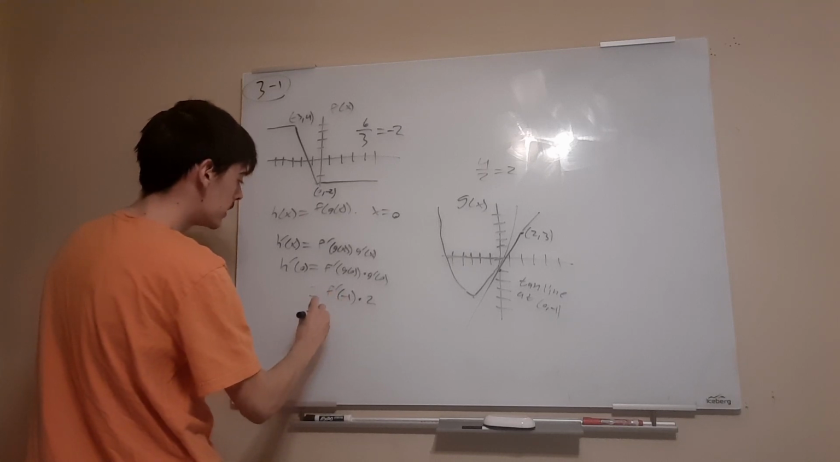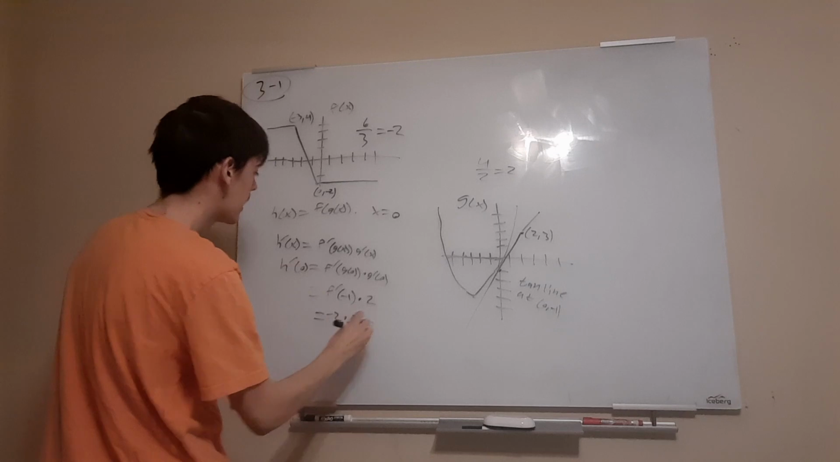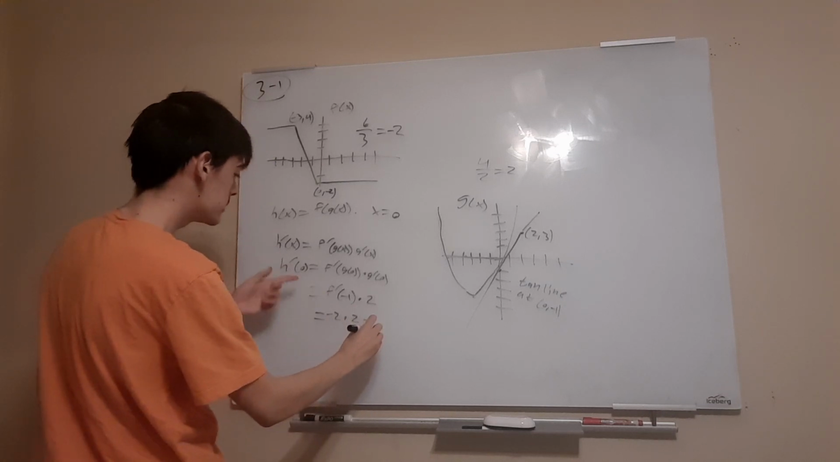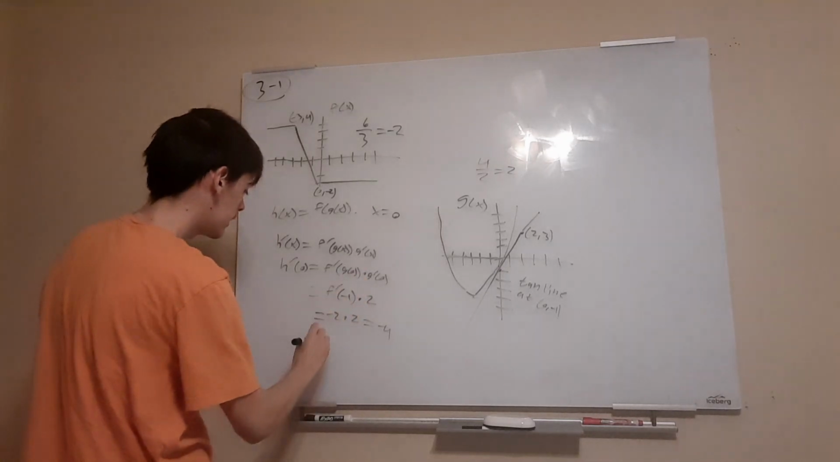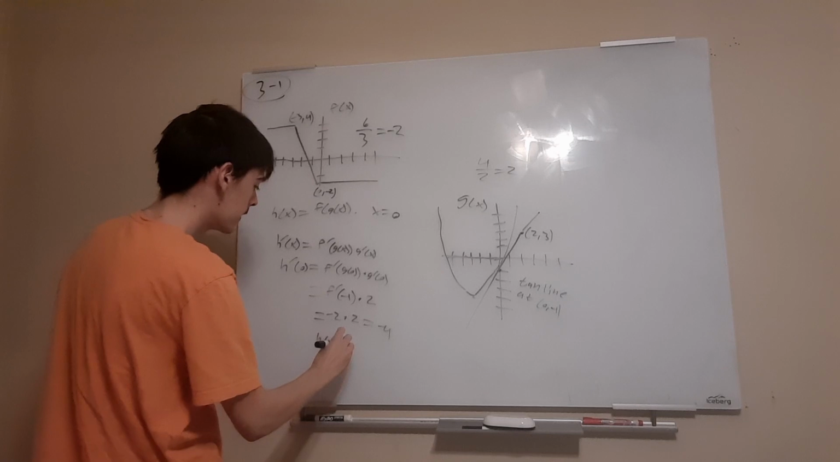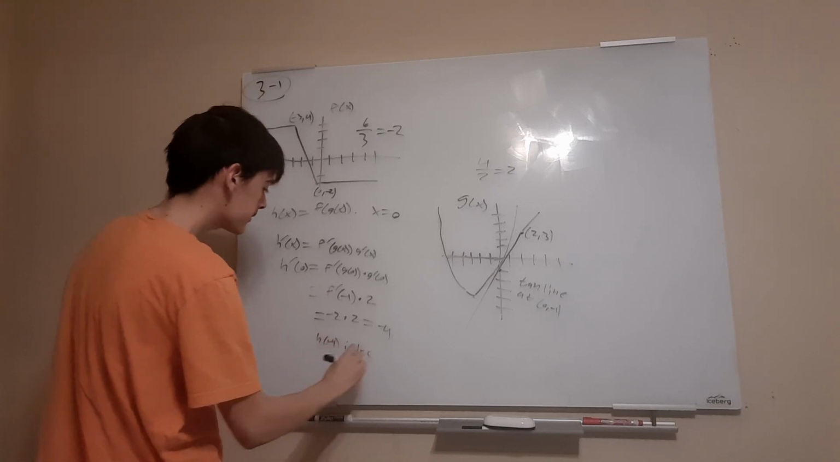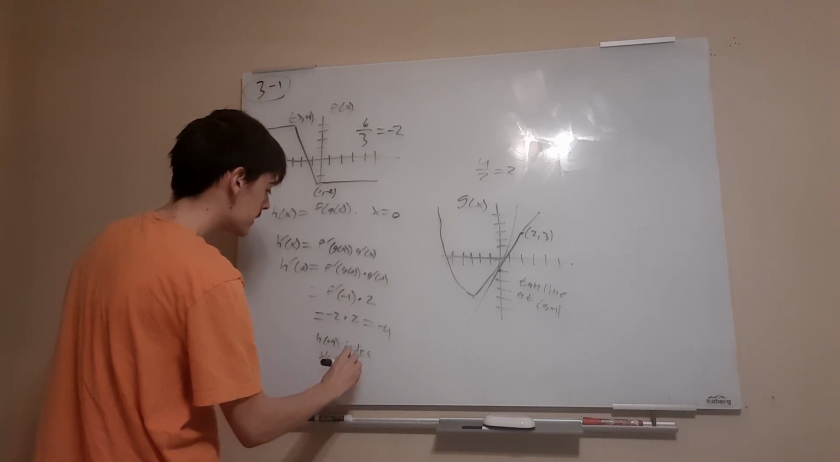So f prime of negative 1 is going to equal negative 2, multiplied by the 2 we already have. That means that h prime of 0 is going to be negative 4. Because it's negative, that means that h is decreasing at x equals 0, because h prime of 0 is less than 0.